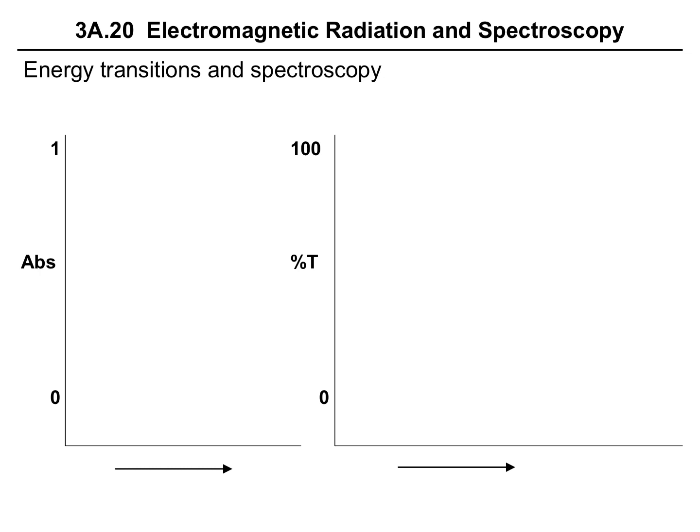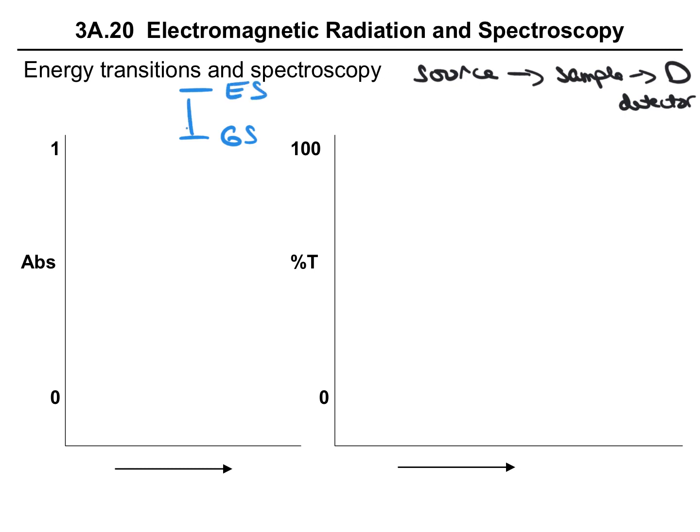So basically, we have to have a source of radiation that passes through a sample, and then we need a detector. So we need to see whether the energy from the source reaches the detector or is it absorbed by the sample. It doesn't matter what type of transition we're talking about, but let's say this represents our ground state and this represents some excited state. Well, this is the energy difference between them.